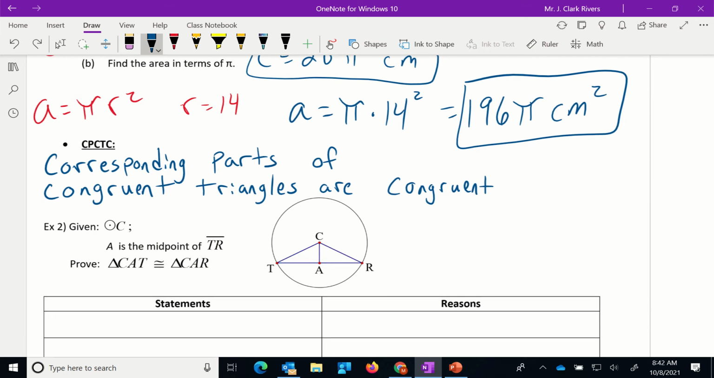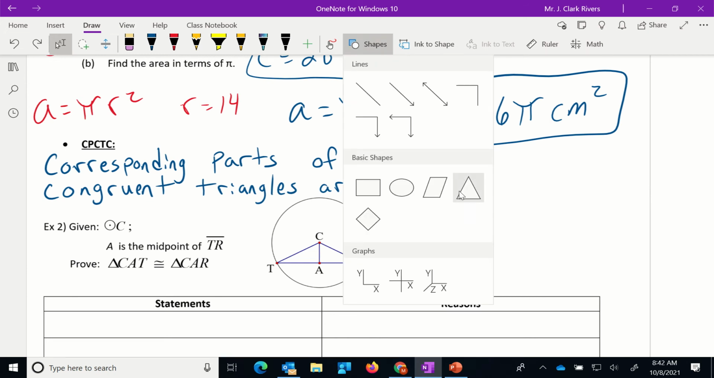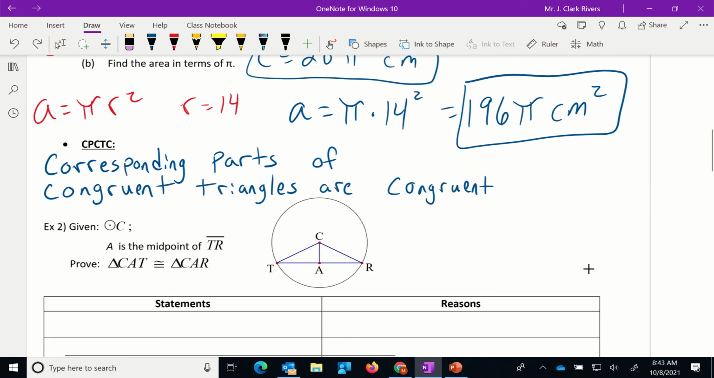So to fully digest something, you need to read it more than once. Corresponding parts of congruent triangles are congruent. And I'll give you an example of this so you can have a handle of what's happening. Corresponding parts of congruent triangles are congruent.